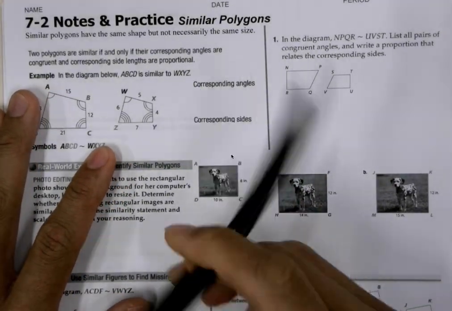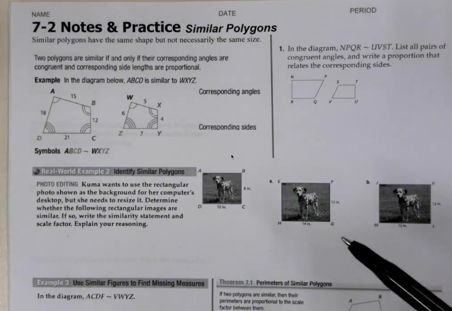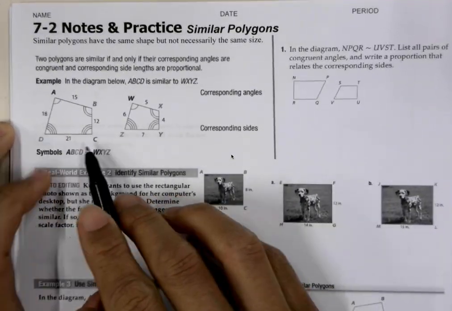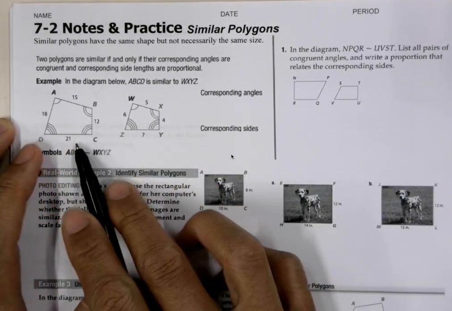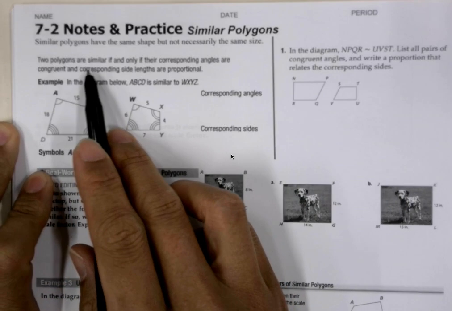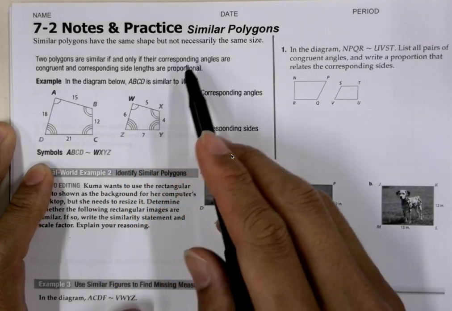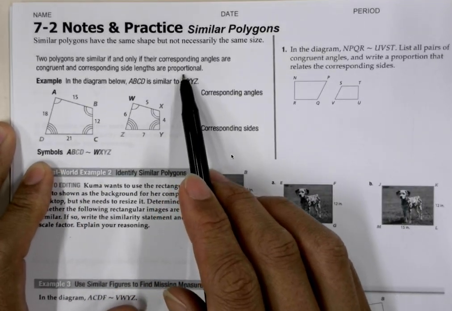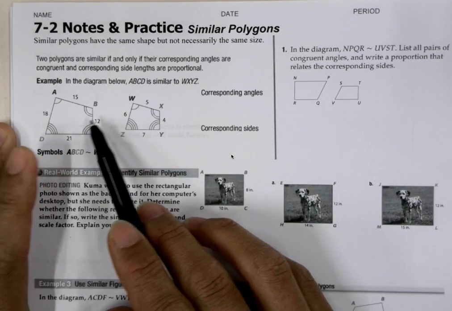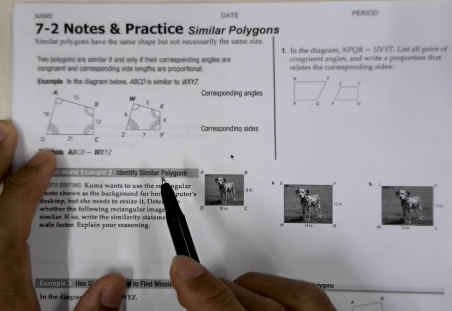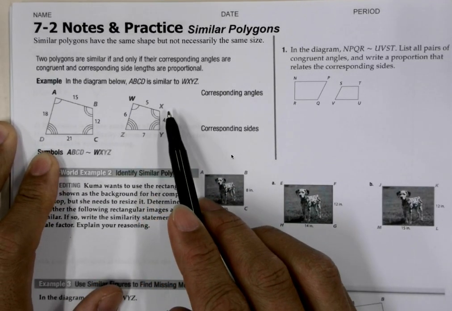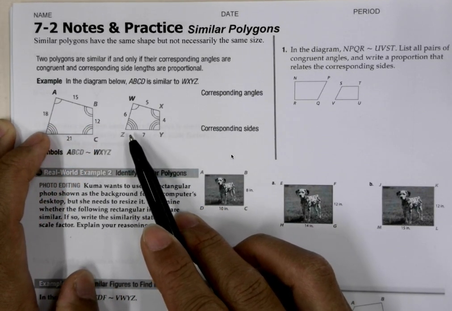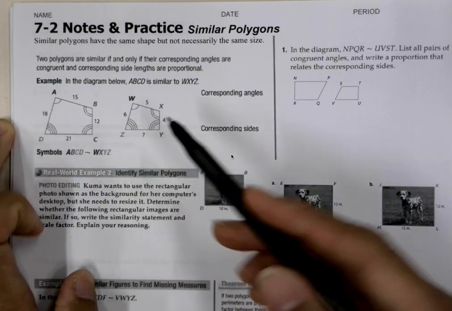So in 7.2 we have similar polygons, and similar polygons have the same shape but not necessarily the same size. You can see in the picture, same shape, not the same size. And two polygons are similar if and only if their corresponding angles are congruent and corresponding side lengths are proportional. So in this diagram, you can see that ABCD is similar to WXYZ. All the corresponding angles are congruent, and the corresponding sides are proportional.